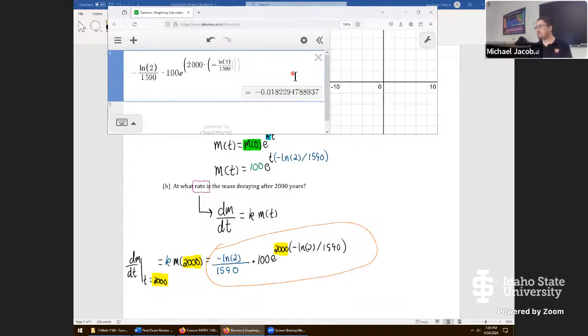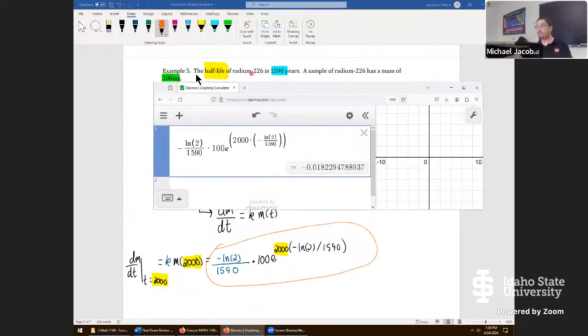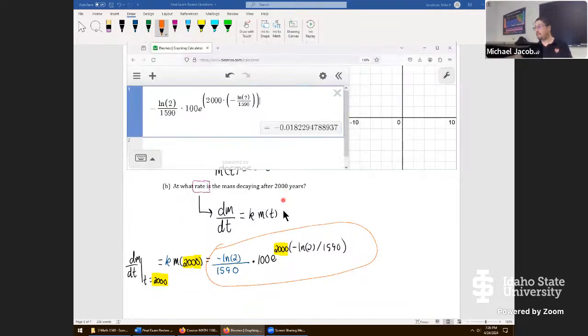Then just close two parentheses. And we have a negative quantity, which should make sense because we're saying this thing is decaying. We had a small sample of that, 100 milligrams. Half-life is 1,590 years. So after 2,000 years goes by, we're decaying at a rate of about 0.02 grams per year at that instance in time. That seems about right, in the right ballpark. I like that it's negative and it's not too huge.